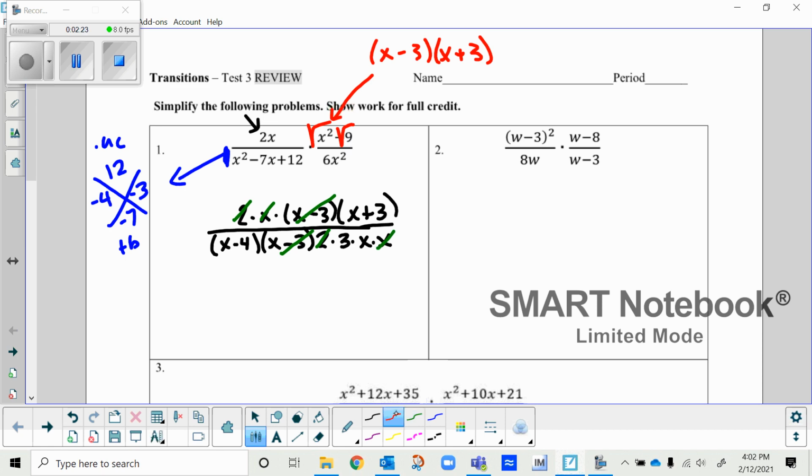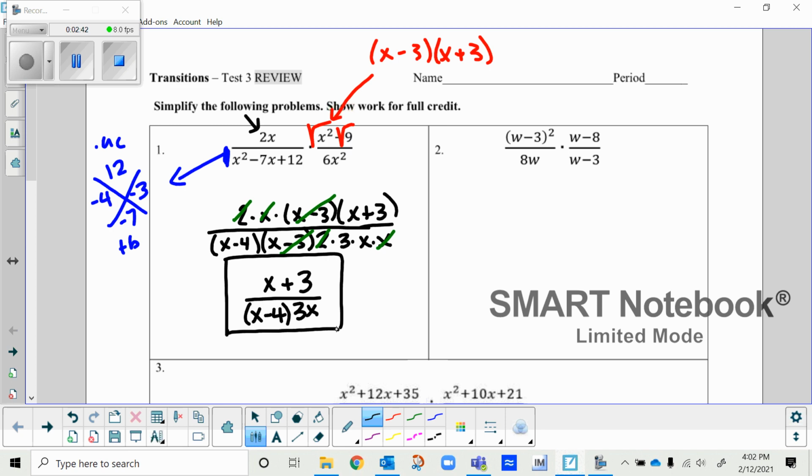So what we have left over is our final answer. On top, what we have left is x plus 3. And on the bottom, we have x minus 4 and a 3 times x.